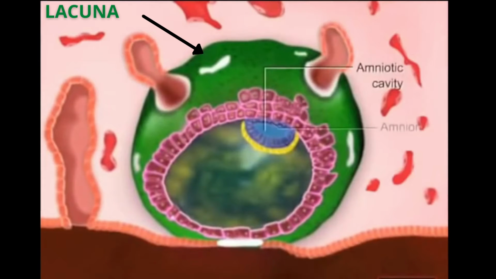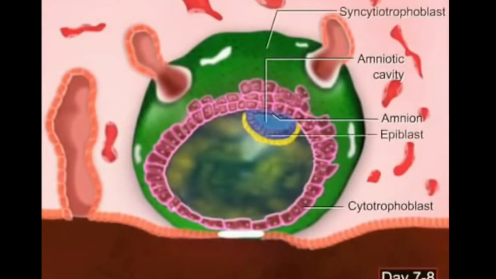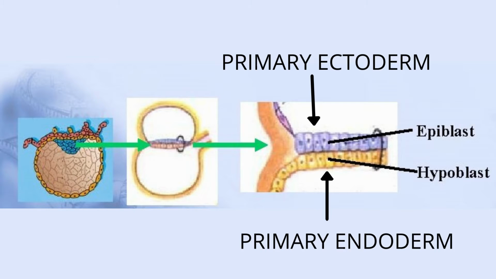This cavity is known as a lacuna. As well, in the inner cell mass there is formation of two layers of cells, the epiblast and hypoblast. The epiblast, in blue coloration, consists of columnar cells and is also known as primary ectoderm. The hypoblast, in yellow, consists of cuboidal cells and is also known as primary endoderm.